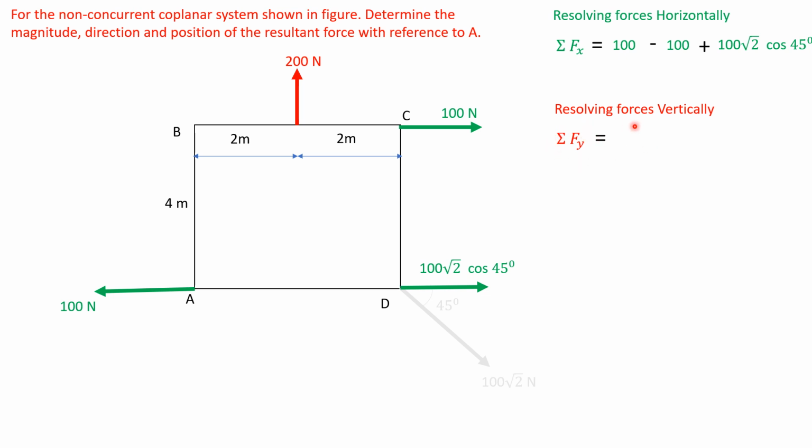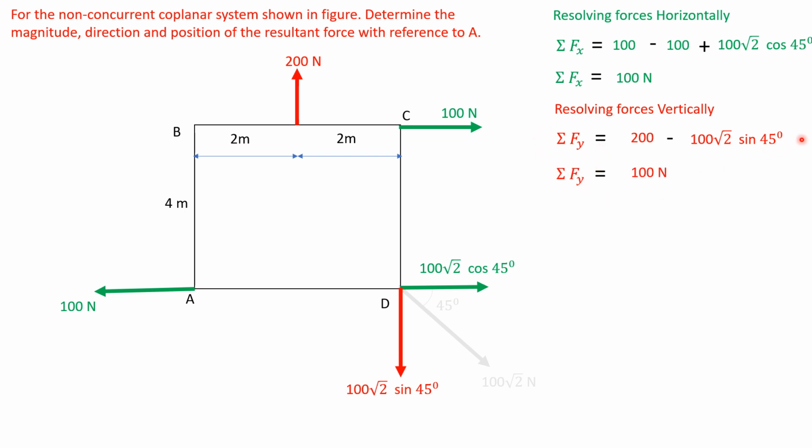Now resolving forces vertically, consider this 200 Newton force. It is directed to positive y-axis, so plus 200. Now resolving this 100 root 2 Newton force vertically, it will be 100 root 2 sin 45 degrees, directed to negative y-axis. So minus 100 root 2 sin 45 degrees. Summation Fx, calculating this value, we get 100 Newton.